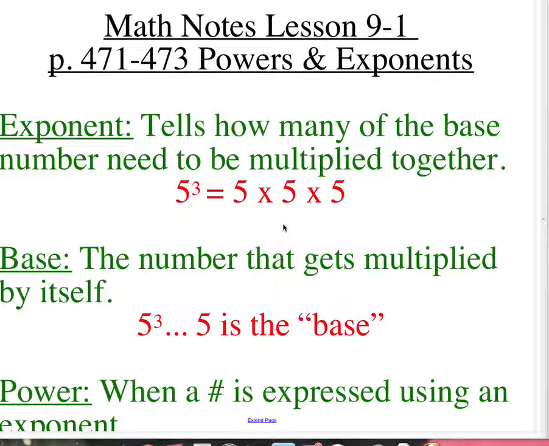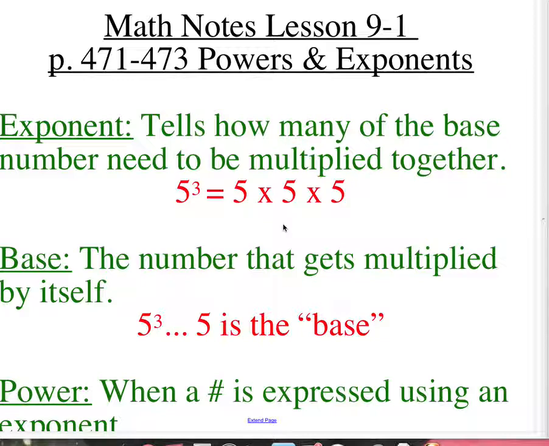Now, we're in 8th grade, right? This is not our first go around with what exponents are, but just to be clear, an exponent tells how many of the base number need to be multiplied together, or how many of the big number do you multiply by itself, or how many times should you write it and then put multiplication signs in between it. I mean, to put it in the most basic of terms, right?